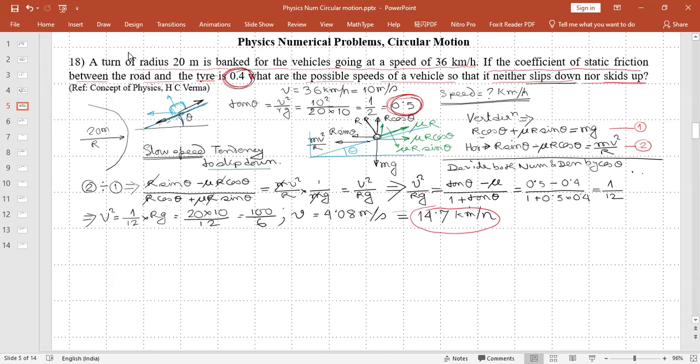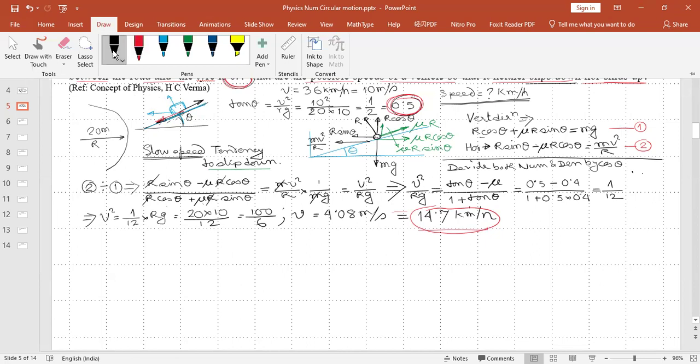What I was telling you earlier, the road was designed for 36 kilometers per hour. If you drive at 36 kilometers per hour, you are absolutely fine. But if you drive slow, then slowest you can drive at 14.7 kilometers per hour. If you drive even slower than this speed, your motorbike will try to slip down the slope. Then let us go to part B. This was part A. Part B.